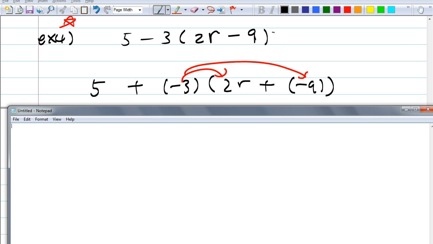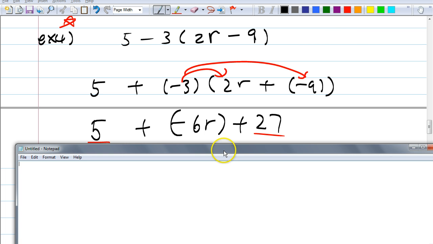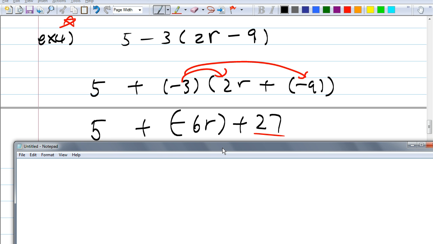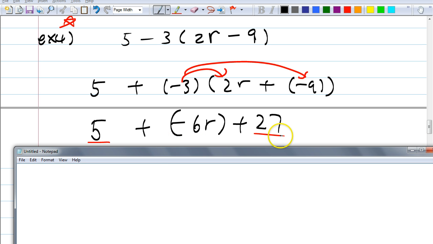Let's just do this step by step. Who haven't I called on? Jason, what do you think, sir? Alright, what's my next step here? Write 5 plus negative 6r plus 27. Exactly. Did you all get this? How many people stop here? Is this right? No. You have 5 and 27, you could add those together to simplify.